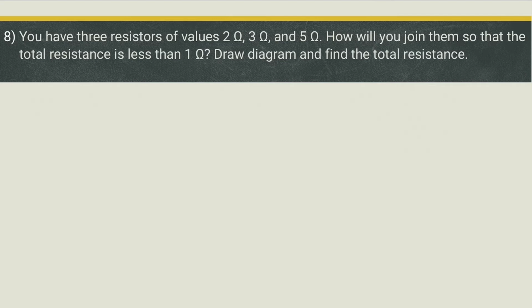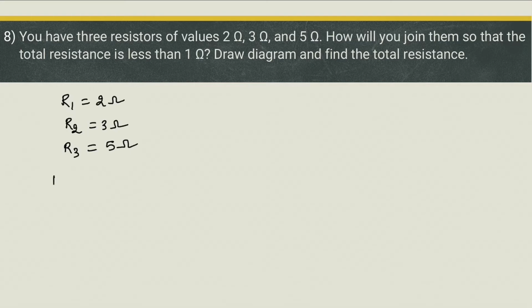Next, you have three resistors 2 ohm, 3 ohm and 5 ohm. How will you join them so that the total resistance is less than 1 ohm? So R1 is 2, R2 is 3 and R3 is equal to 5 ohm. Now we have to connect them such that the total resistance is less than 1 ohm. So only one possible combination can be there, that is parallel connection, right?